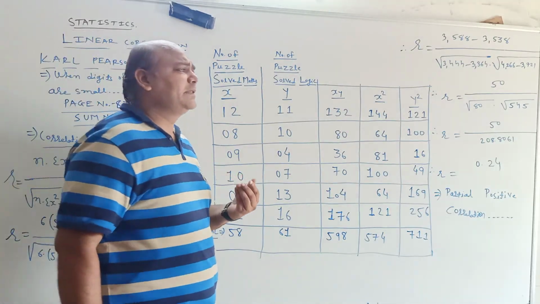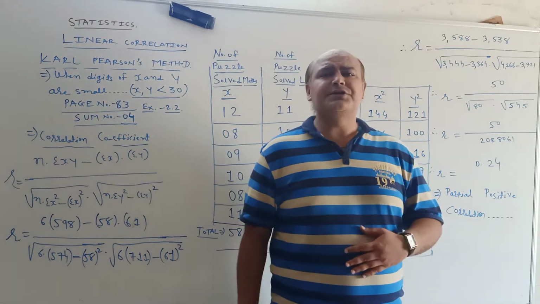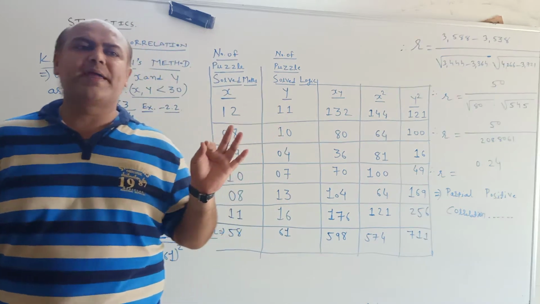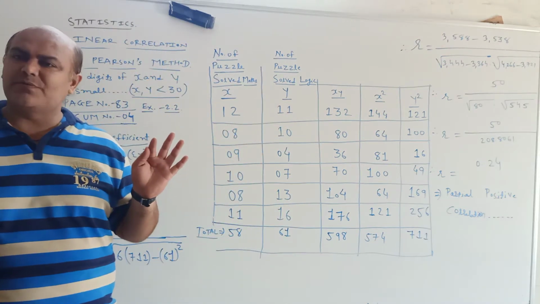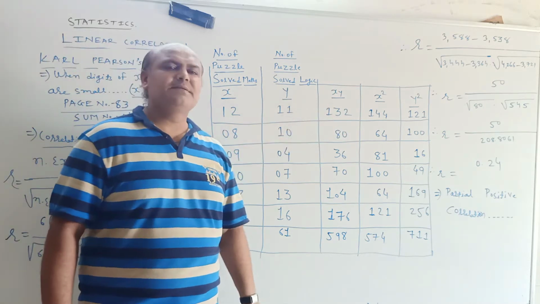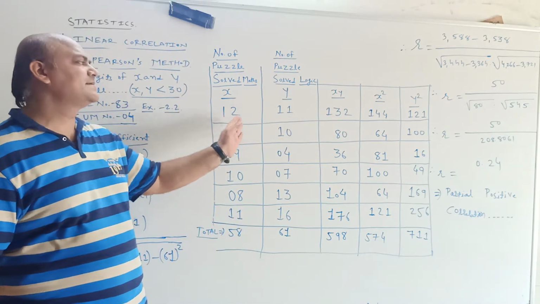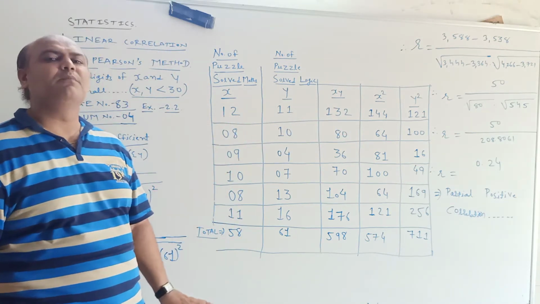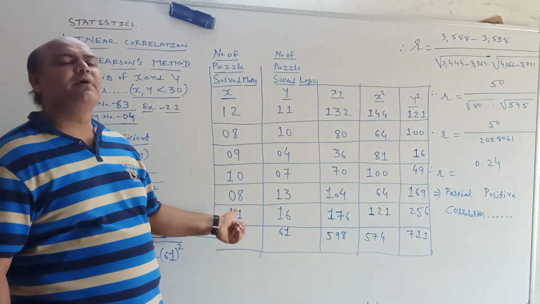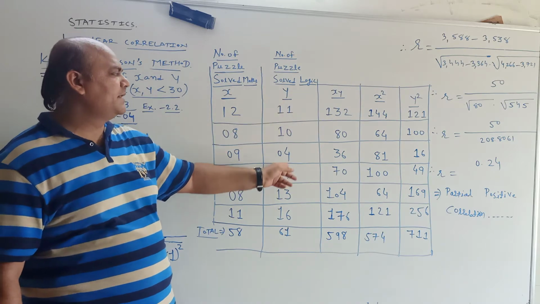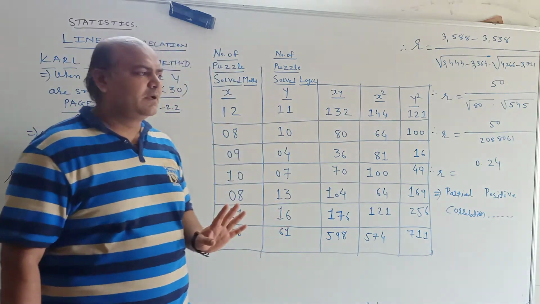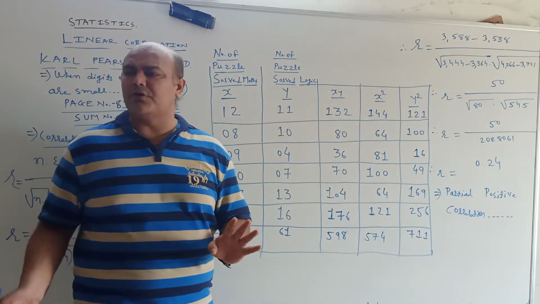Now in the xy method we have to prepare 3 additional columns, students. That is the column of xy, the column of x square and the column of y square. xy means multiplication of column x with column y. x square means the square of the column of x, and y square means the square of the column of y. Now let us prepare the different columns.